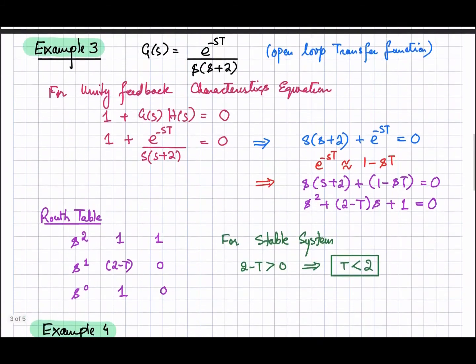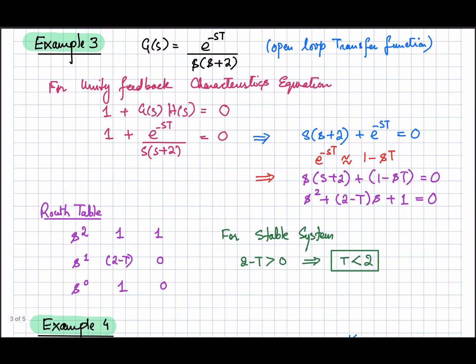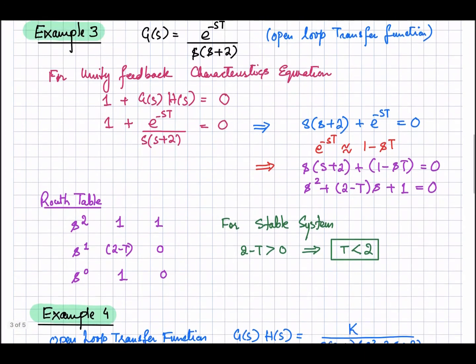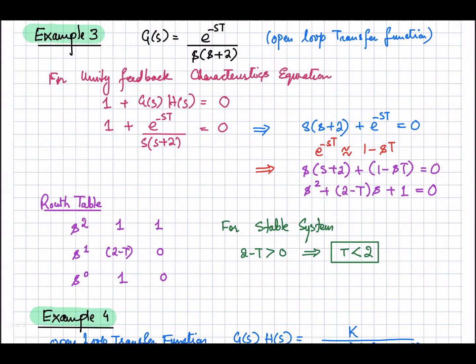Okay, now let's look at this example. Let's suppose our transfer function is this one, and we want to look at the stability of this one. So for a unity feedback system, the characteristic equation will be 1 plus g of s into h of s, that should be equal to 0. So g of s is known to us, that is g of s. For unity feedback, h of s will be equal to 1. So we can write down the characteristic equation like that, and if I simplify this one, I can write it like that, because e raised to the power minus st is approximately equal to 1 minus st, right?